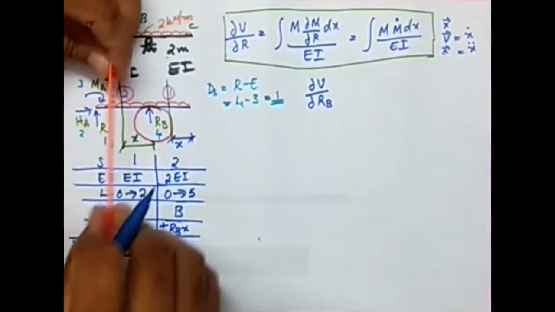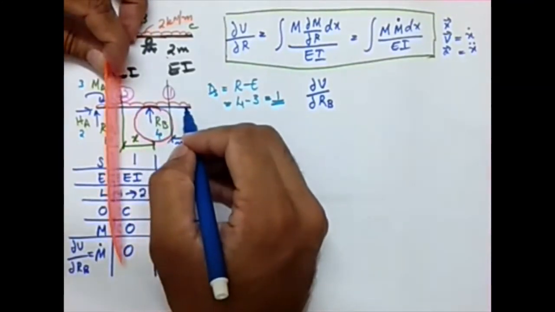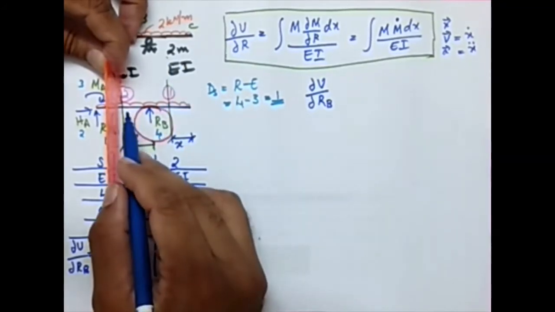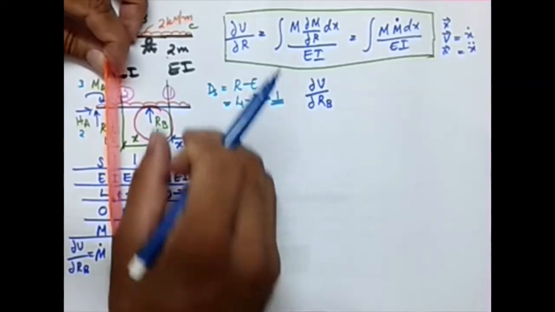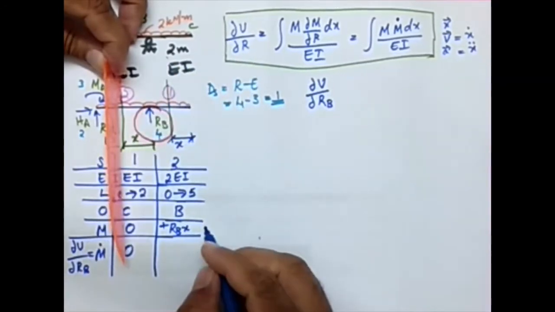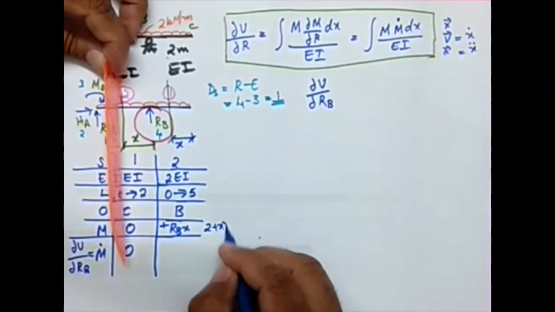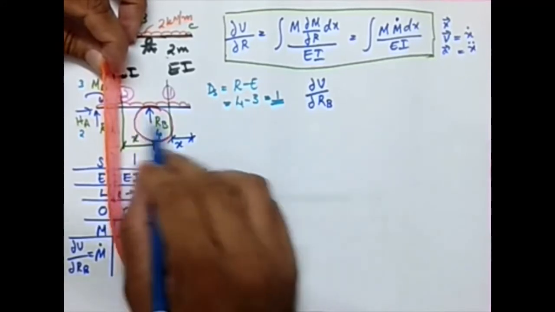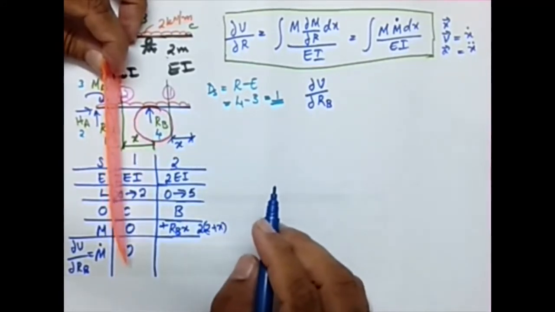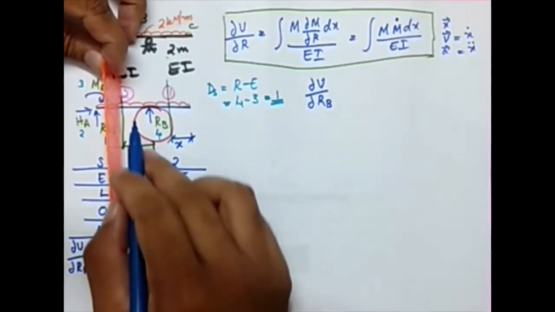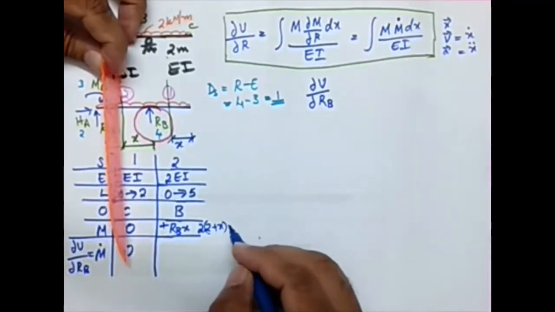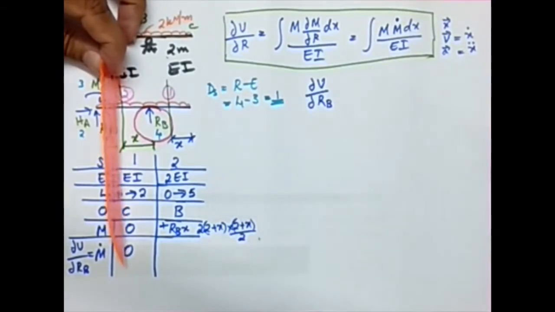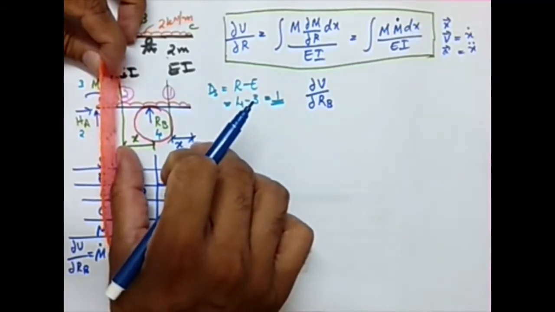Now the second villain is the UDL. The UDL is acting at a distance of, this distance is 2 meter given in the problem. This is X. So what is the total length of the UDL? Total length will be 2 plus X. And what is the value? It is 2. So w into 2 plus X is the magnitude. What about the point of action of this UDL? It will be at the center, which means 2 plus X by 2, because this total length is 2 plus X, so the center will be 2 plus X by 2.